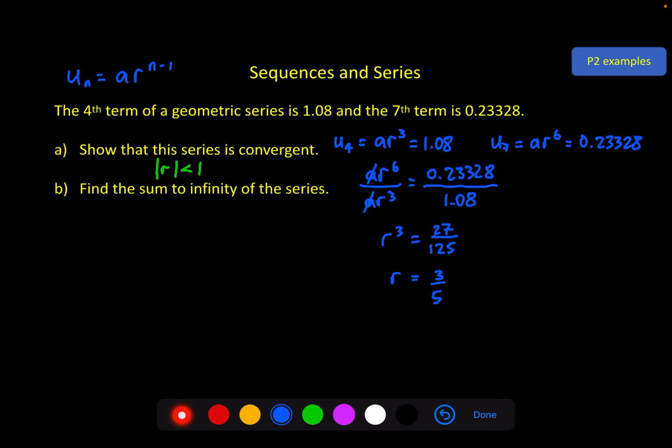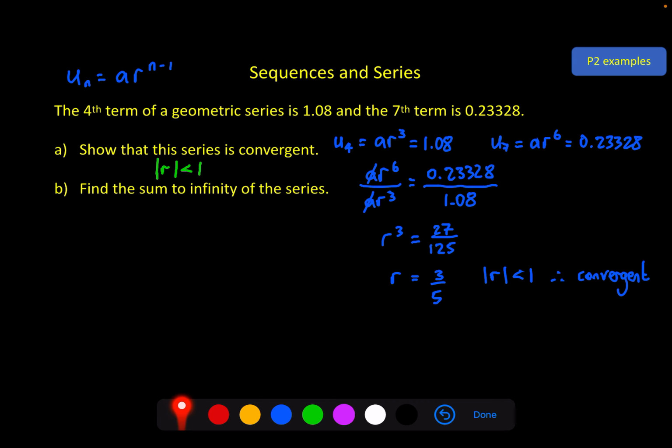Then we should put on the side here, magnitude of r is less than 1, therefore convergent. So the examiner knows you understand what that result means in relation to the question. Okay, part B. Now that we know it is convergent, we can find the sum to infinity of this series.